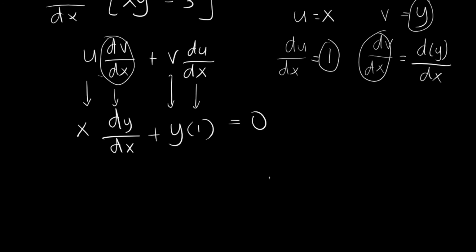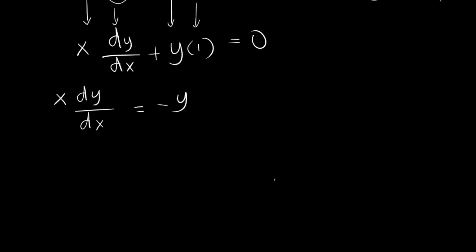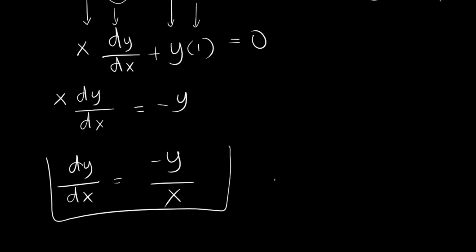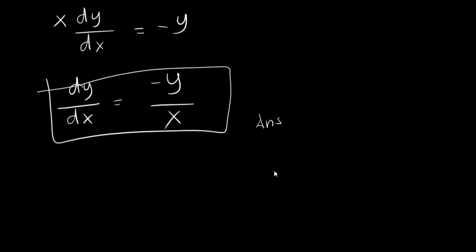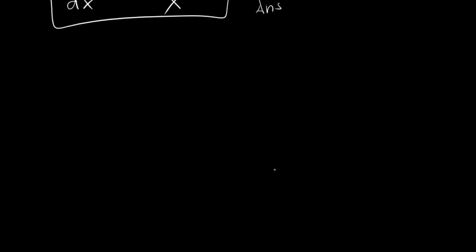Okay, so ganun din, ang target natin, manatili si dy over dx sa isang side ng equation. So, you just have to x times dy over dx equals negative y. Then, basic na to sa inyo. dy over dx is equal to negative y over x. Okay? So, this is the answer. So, ganun lang guys kapag meron tayong nakaharap na multiplication ng mga variables.